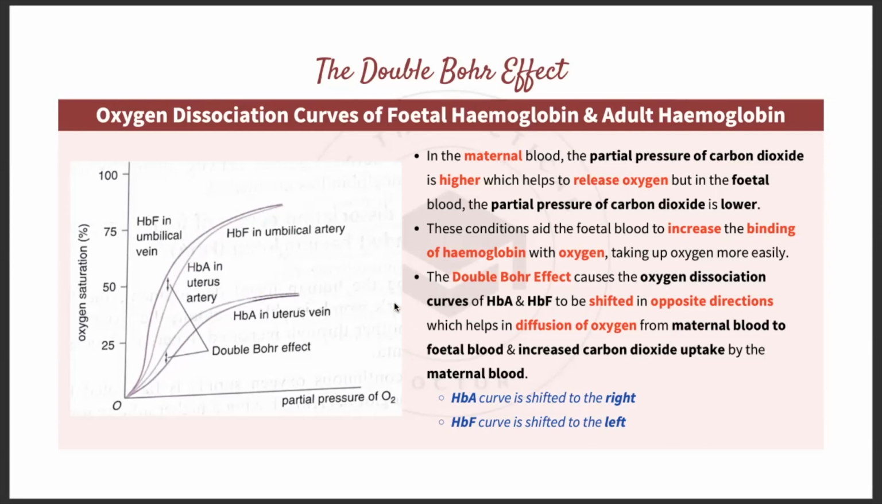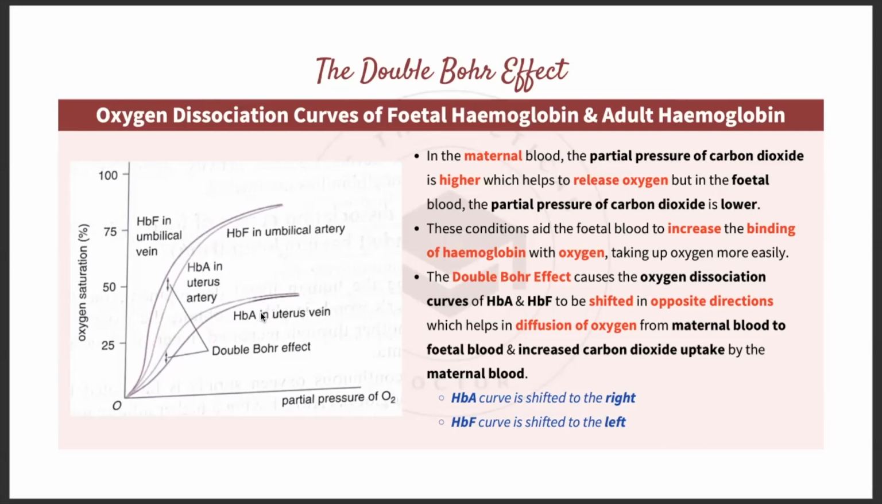So in the maternal blood, the partial pressure of carbon dioxide is higher, which helps to release oxygen. But in the fetal blood, the partial pressure of carbon dioxide is lower. There's more carbon dioxide in the mother's blood, less carbon dioxide in the fetus's blood. So these conditions aid the fetal blood to increase the binding of hemoglobin with oxygen, taking up oxygen more easily. So the double Bohr effect causes the oxygen dissociation curves of the adult hemoglobin and fetal hemoglobin to be shifted in opposite directions. And this helps with the diffusion of oxygen from the maternal blood to fetal blood and increases the carbon dioxide uptake by the maternal blood.